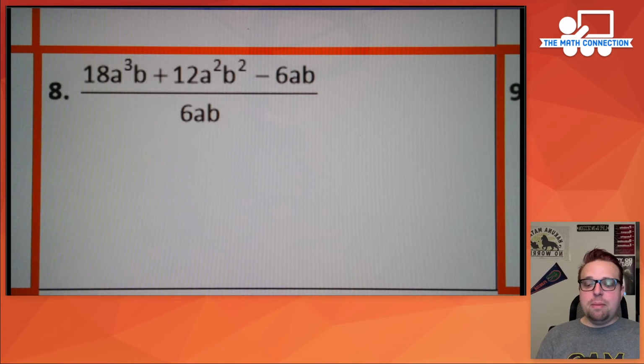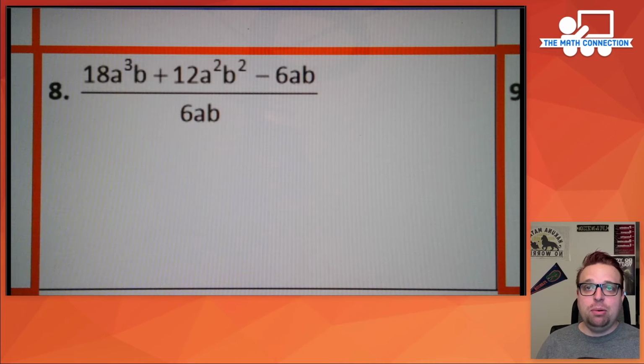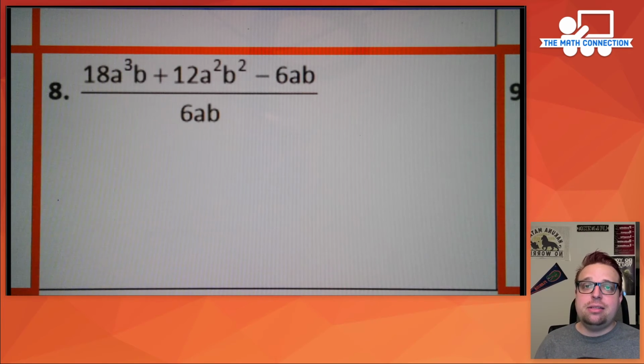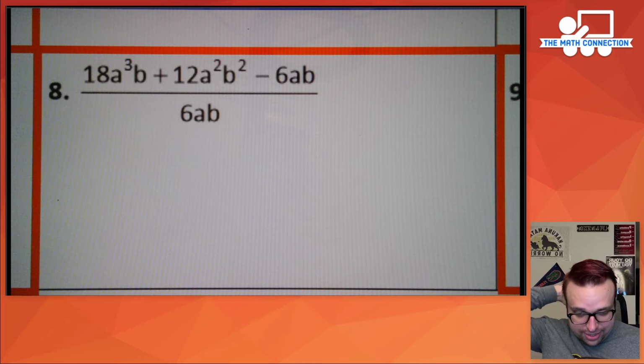But some things that we can do is we can maybe factor the top, pull out the things that all the terms have in common. And if I can do that, then I have things that are being multiplied. And if I have things that are being multiplied, then I can start canceling stuff out. So let's see what we can do.